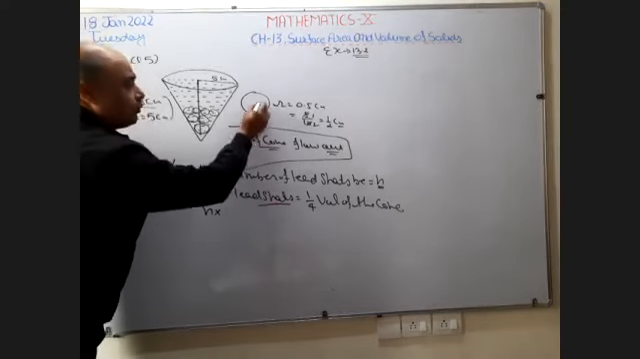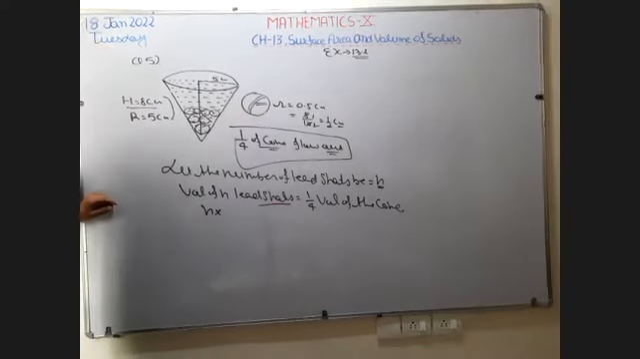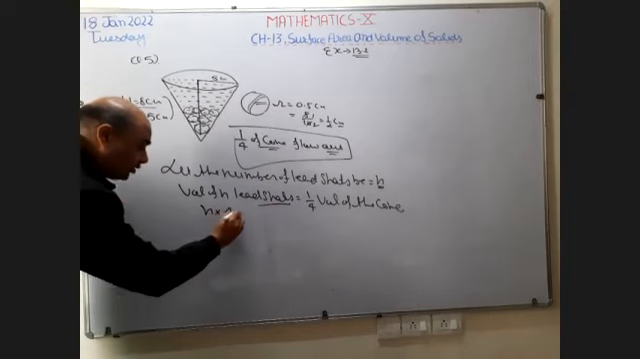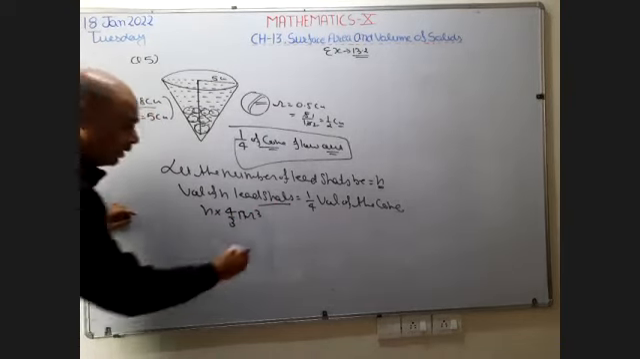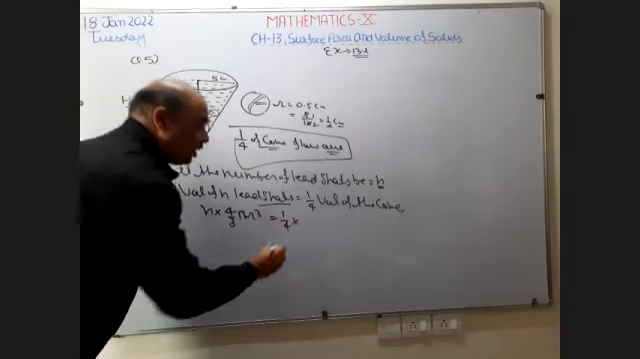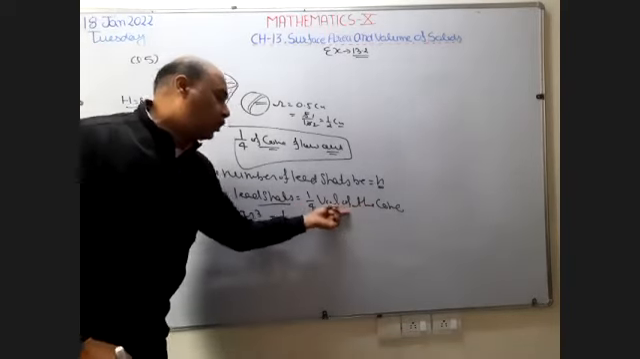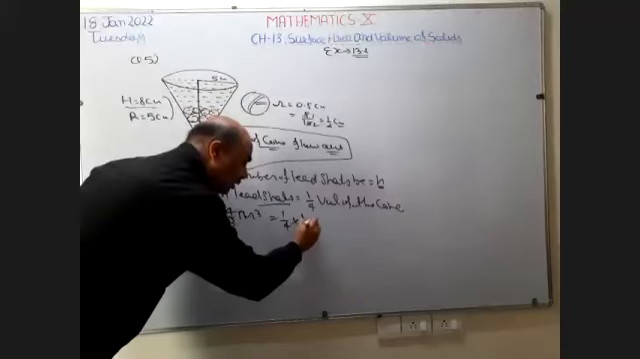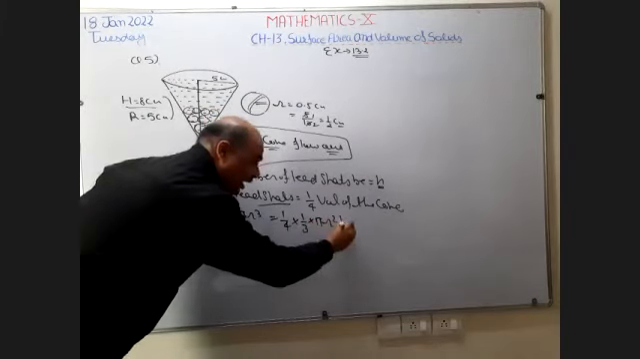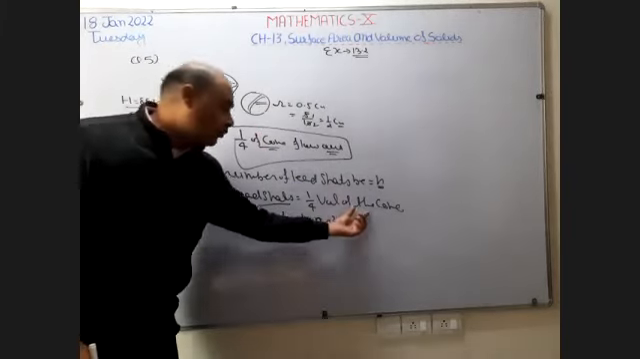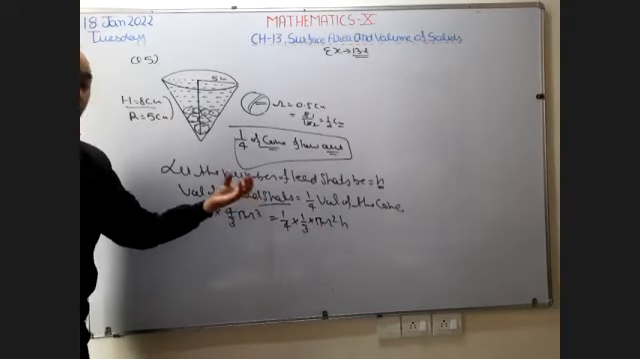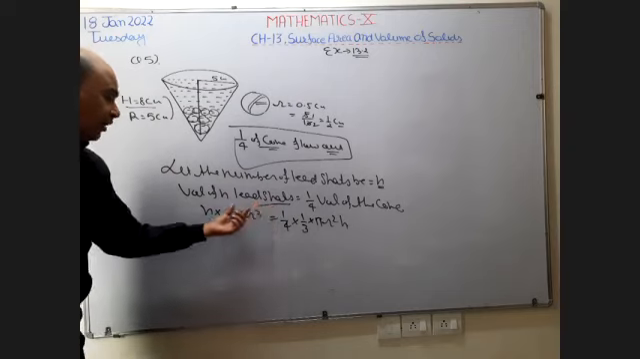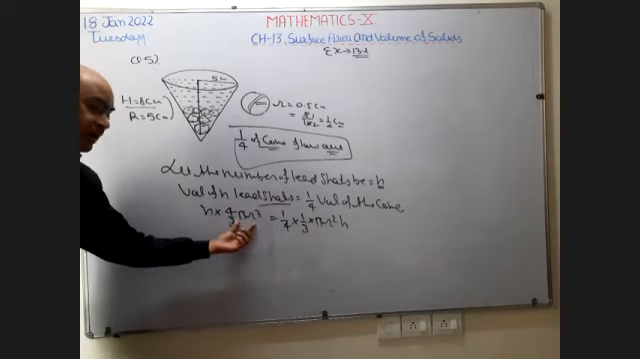Lead shot is in the shape of a sphere. How are we going to find the volume of a sphere? The formula is 4/3 pi r cube. So write 4/3 pi r cube here, equal to 1/4 volume of cone. How are we going to find the volume of cone? The formula is 1/3 pi r square h. Spherical balls means the volume of sphere is equal to 4/3 pi r cube.